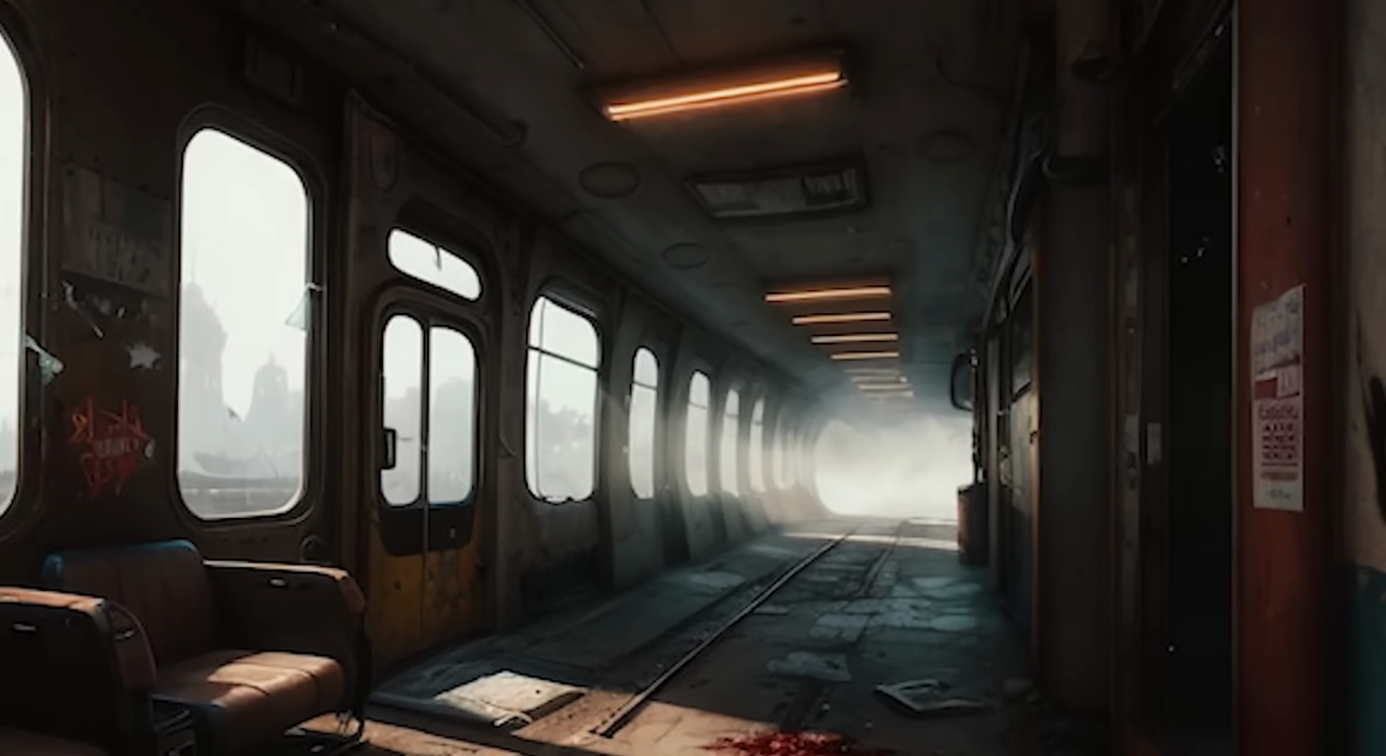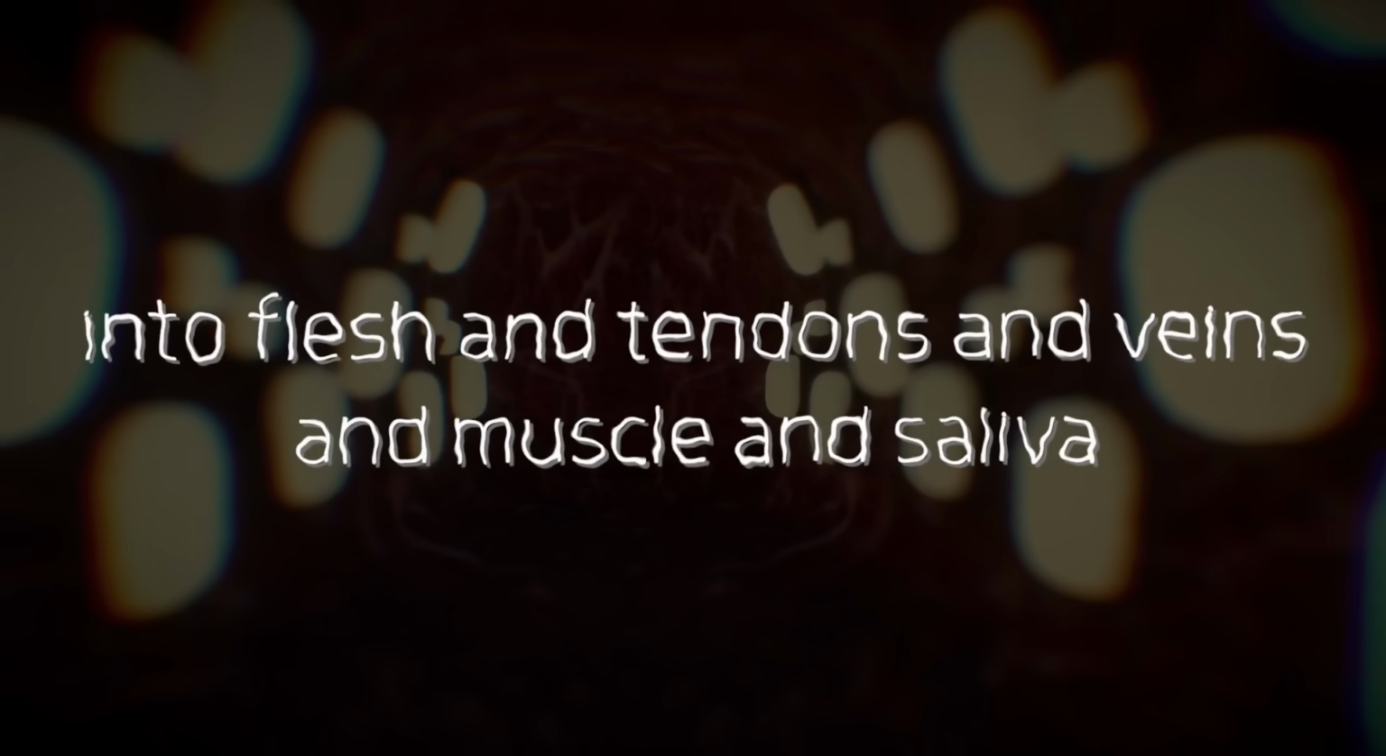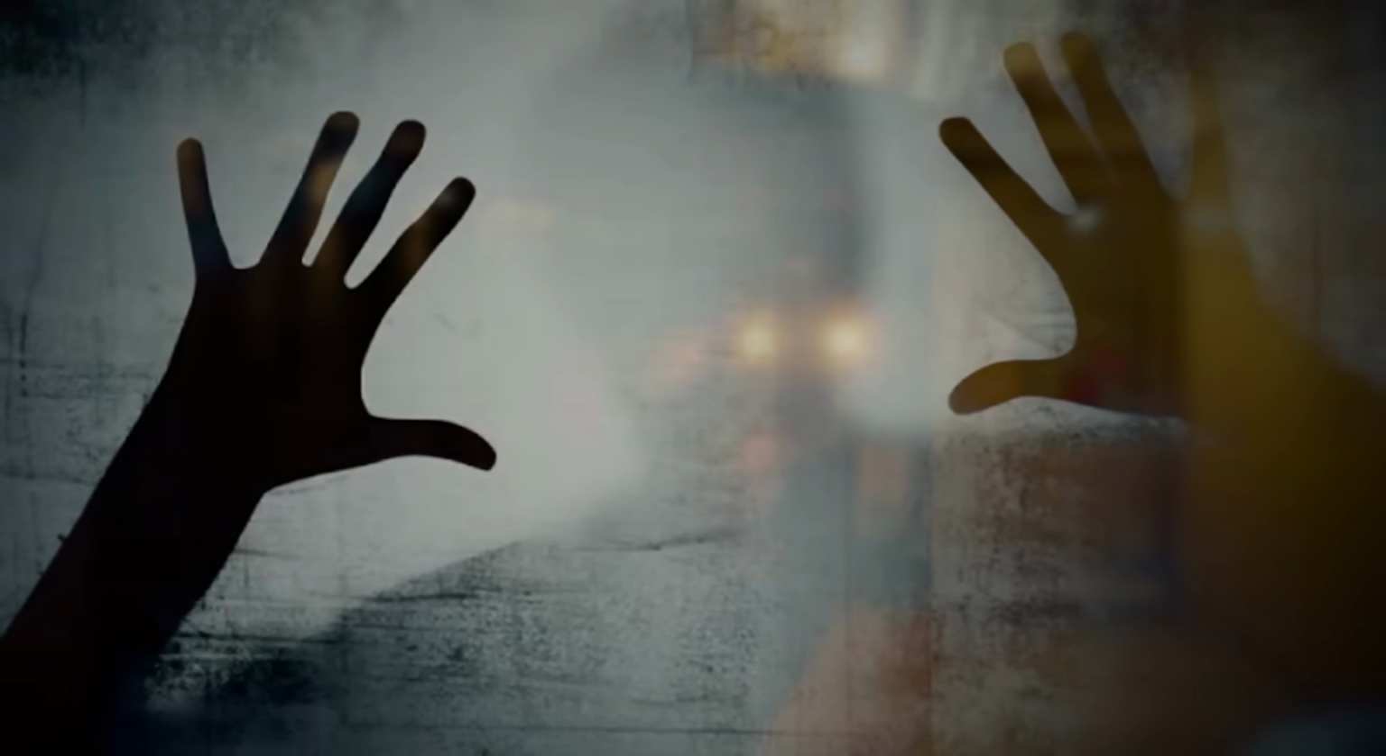At this point, passengers will know something is wrong, and they'll begin to see the walls transform into flesh and tendons and veins and muscle and saliva. That saliva will begin to seep out from beneath their seats and puddle up where they stand. And now they'll see that they're trapped inside of a giant flesh tube with no escape.